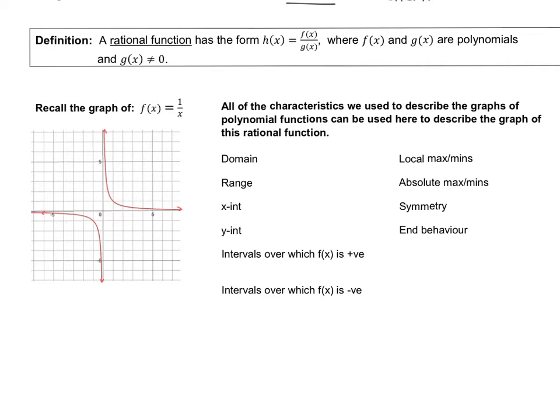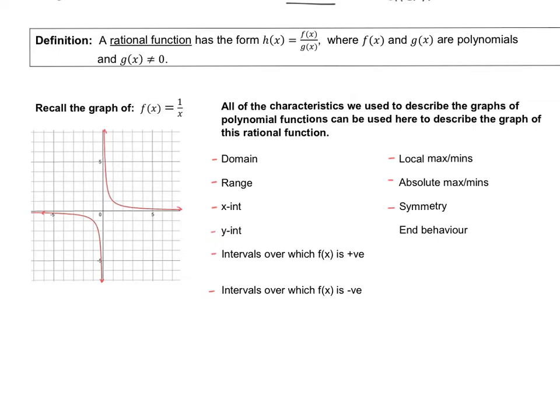Okay, so do yourself a favor, pause the video, and see if you can at least take a look at the domain, the range, x-intercept, y-intercept. When is it positive? When is it negative? Any symmetry, and any maximums or minimums. Okay, take a guess, do it in pencil, pause the video, and see what you think.